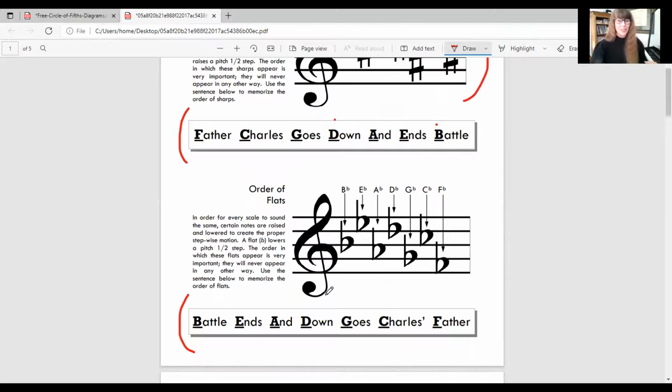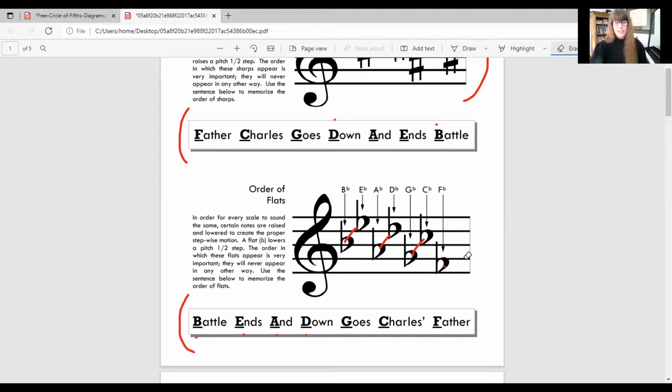But it's backwards. So you start with the battle. Battle ends and down goes Charles' father. And that's the order of the flats. You have to put the B flat first, the E flat next, A flat, D flat. And you can see the pattern up here, the order in which they go. They're kind of slanted like that, and they follow that pattern.